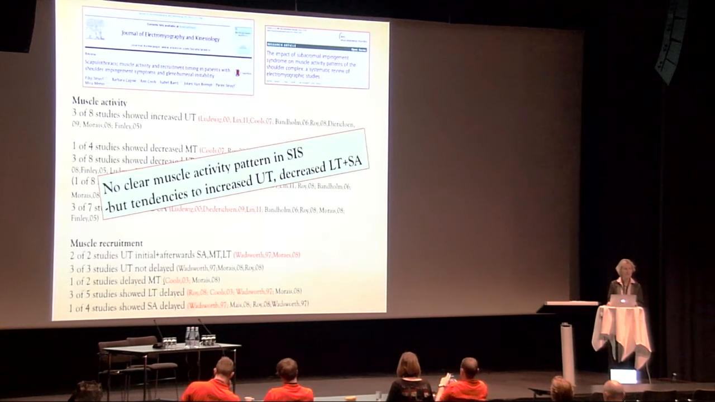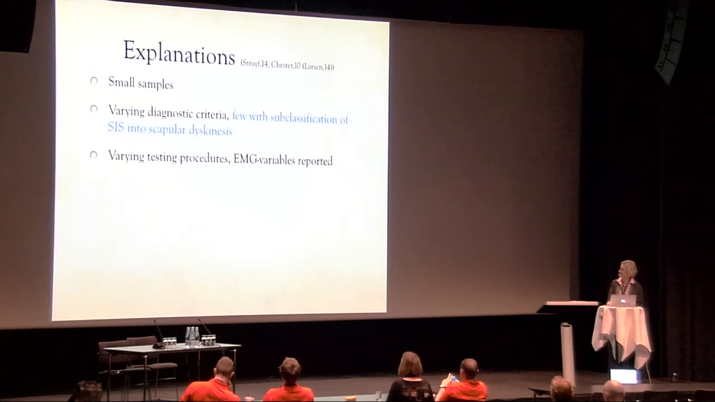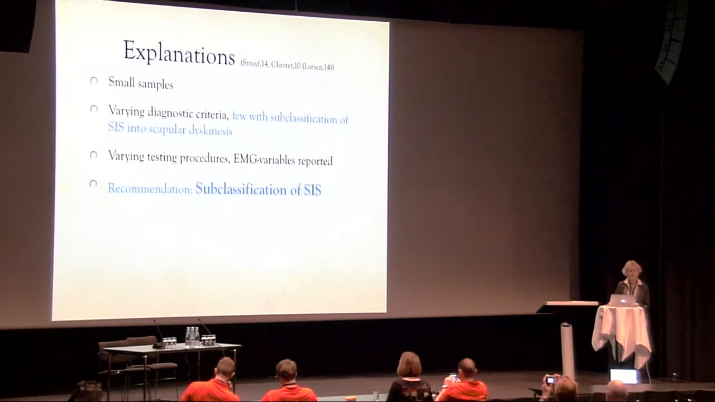The explanations, still as in the other review, were small samples and varying diagnostic criteria, and very few of the studies had subclassified the CIS into, for example, scapular dyskinesis. And also they used very different testing procedures, and very different EMG variables were reported. So actually the recommendation of this review is to try to subclassify subacromial impingement into, for example, scapular dyskinesis, to be more clear of what the evidence could be in this condition.